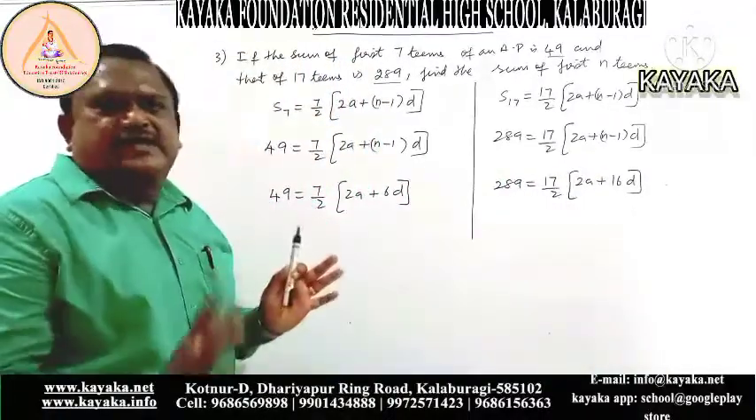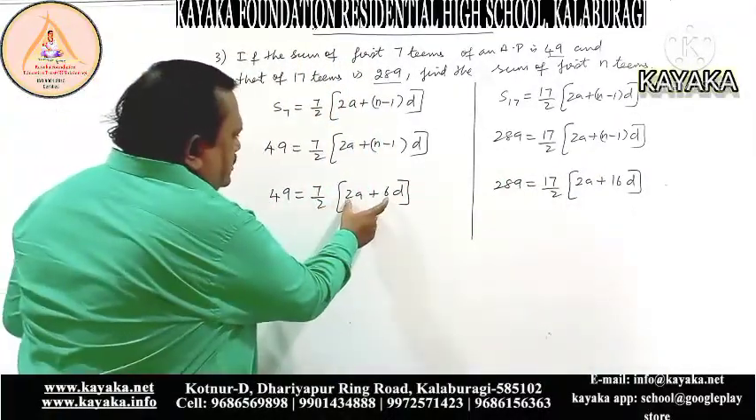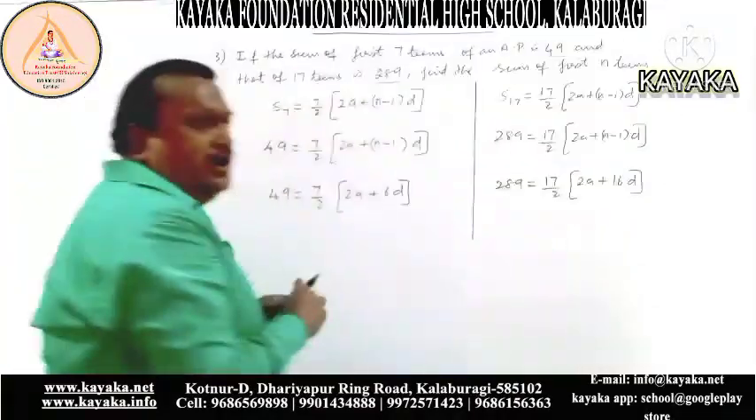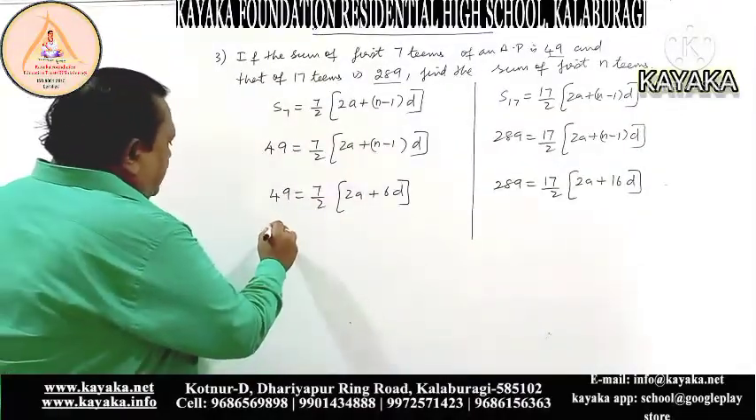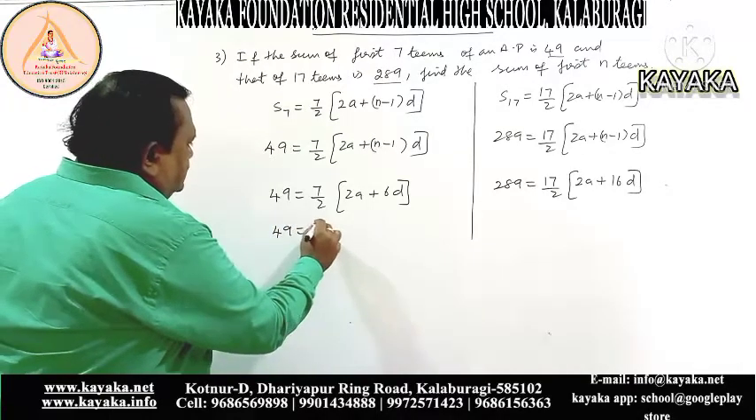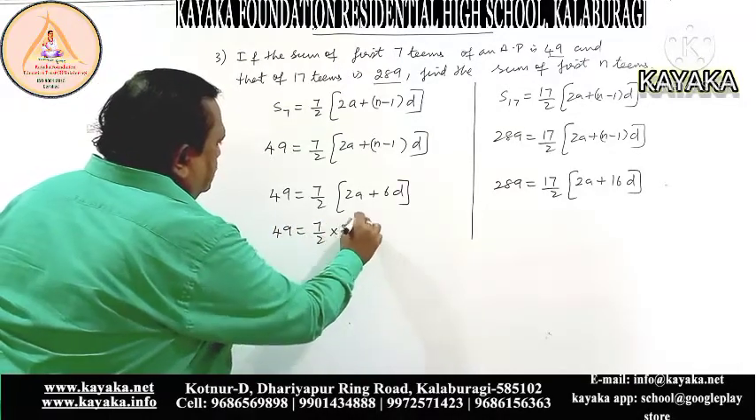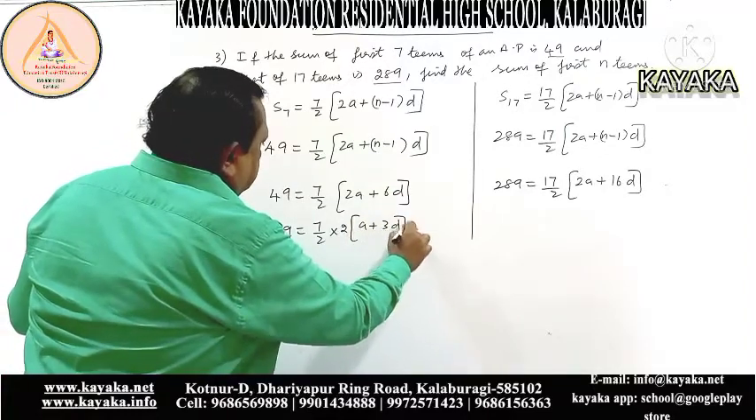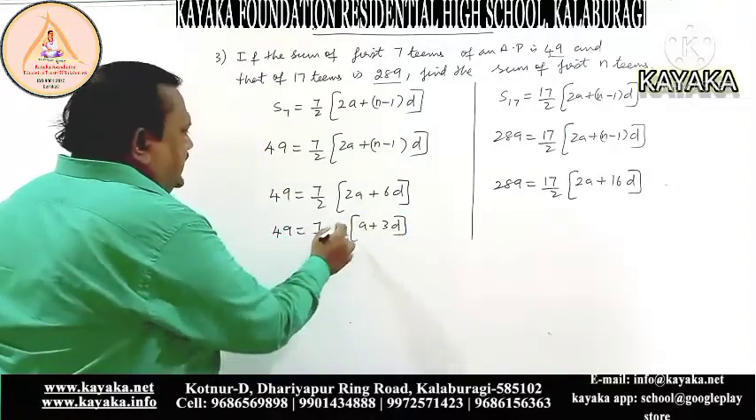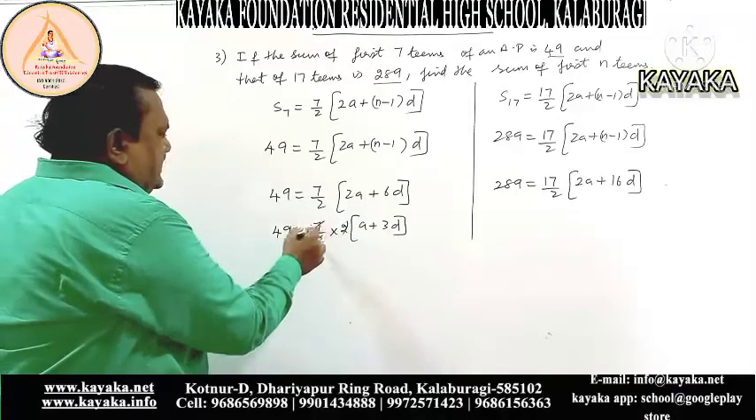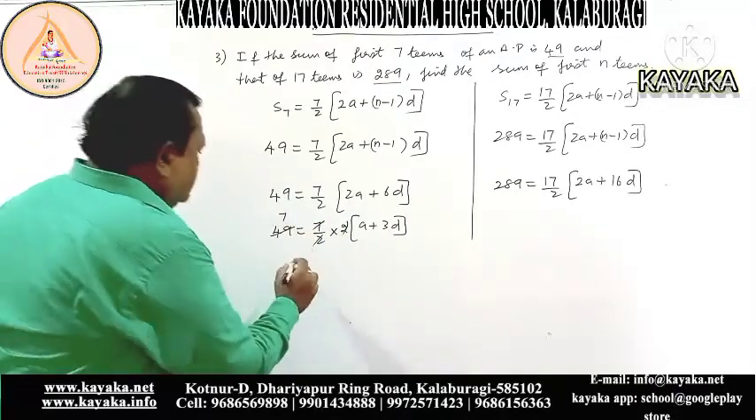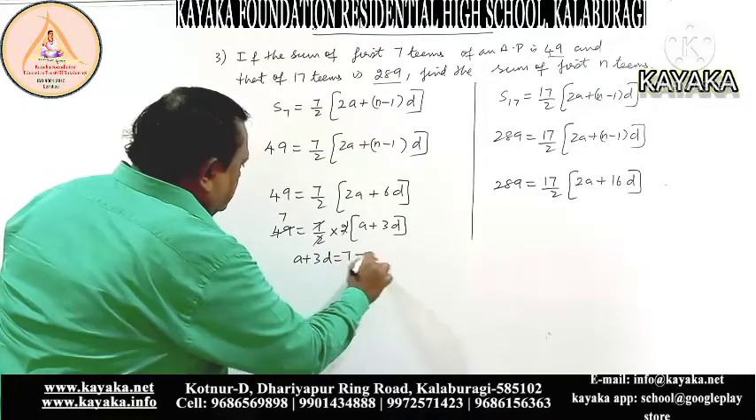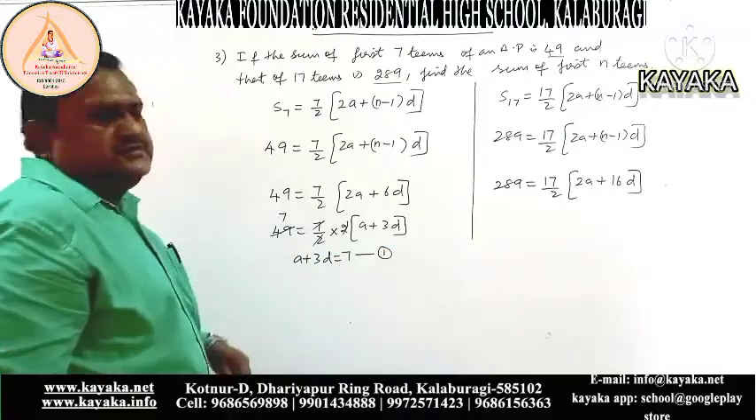Now next step, dear children, from these two you can take 2 common. Again from these two you can take 2 common. Therefore you will get 49 will be equal to 7 by 2 into 2, here you will get A plus 3D. This 2 and 2 will get cancelled. 7 and 49 will give 7 times. Therefore, you will get A plus 3D equal to 7. You mark this as the first equation.